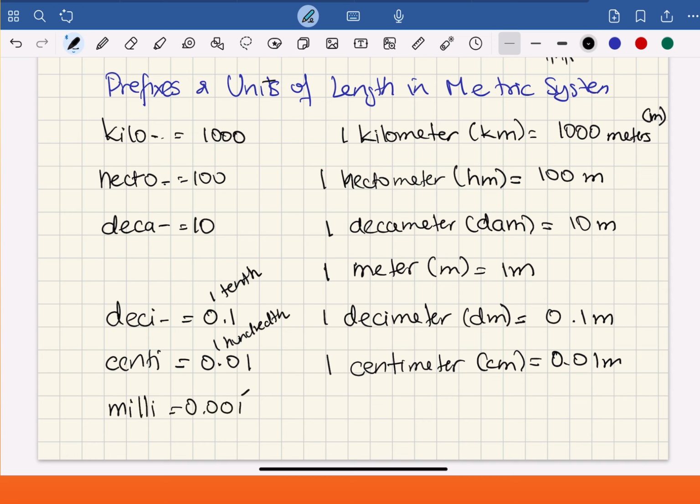And then we have milli, 0.001, and this is in the 1,000ths of a meter. So 1 millimeter, and a millimeter is very small. It's pretty much like the width of your fingernail, perhaps. 1 millimeter, the abbreviation is mm, and it's 0.001 meters, because this right here is also read as 1,000th of a meter.